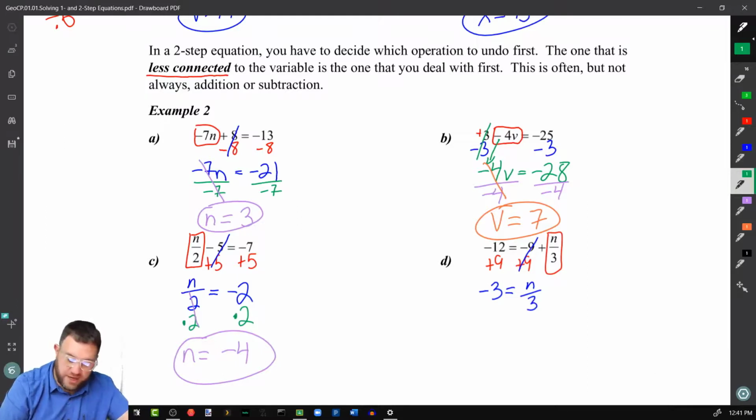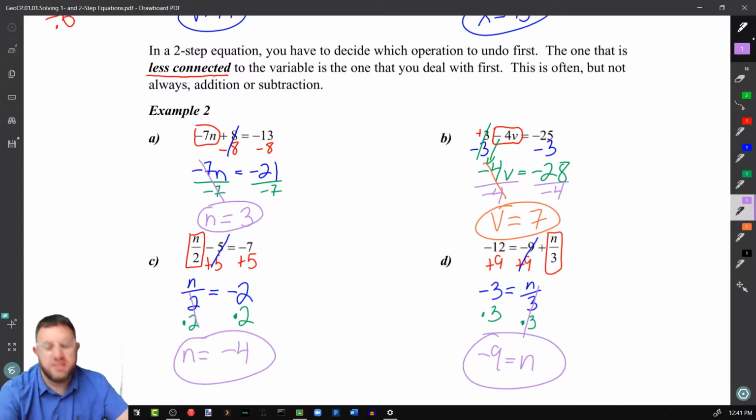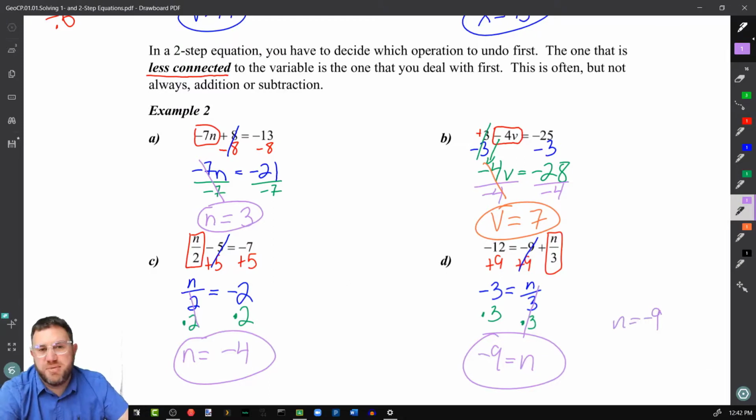This is n divided by 3, so we will multiply both sides by 3. The divided by 3 and the times 3 cancel out. -3 times 3 on the left side is -9, and then we're left with just the n on the right side. So -9 equals n. Now in algebra, you usually would turn that around and write n equals -9. In geometry, most of the time it doesn't matter, because you're usually going to take that number and go plug it back in somewhere else. So you just need to get the variable. You don't necessarily need to turn it around to make sure the variable is written first.